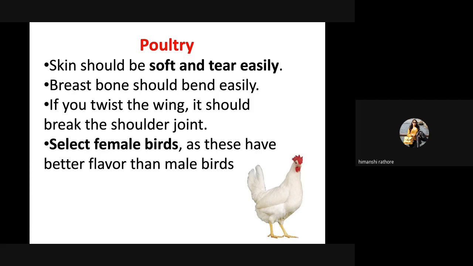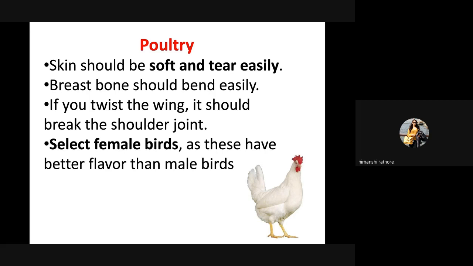Now talking about the poultry. Skin should be soft and tear easily. Breastbone should bend easily. If you twist the wings, it should break the shoulder joints, and select the female bird over the male bird because they have a better flavor and better taste in comparison to the male birds.